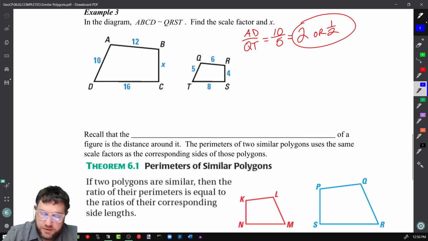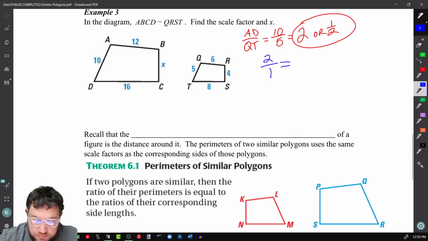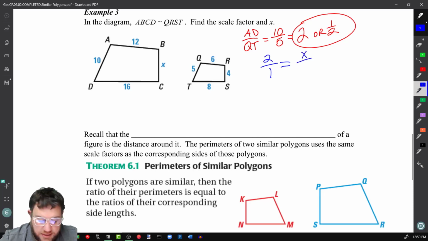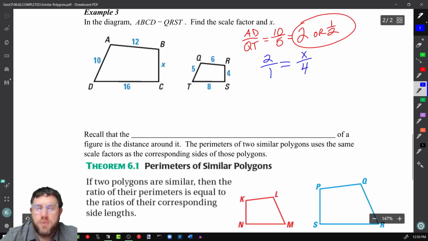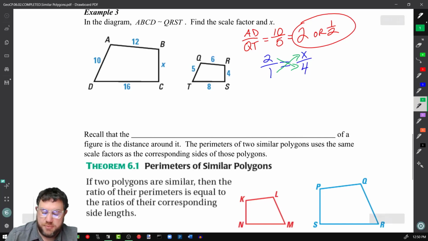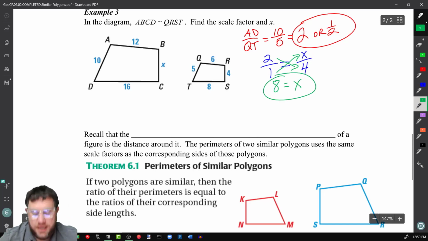So our scale factor is 2, so let's call that 2 over 1, because now we're going to set up a proportion. The 2 goes with our bigger figure, so that's where x goes. And what corresponds to the x? BC and RS go together, so x and 4 go together. And then we cross multiply. So 2 times 4 is 8. 1 times x is x, so x equals 8.